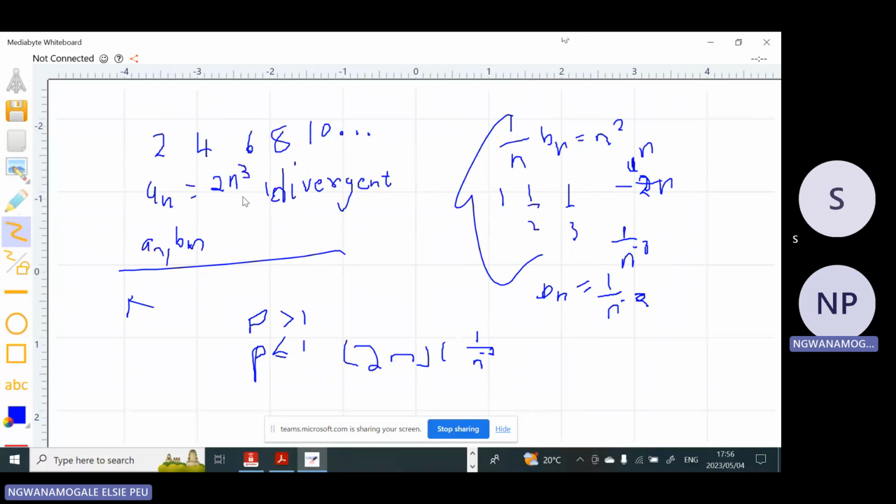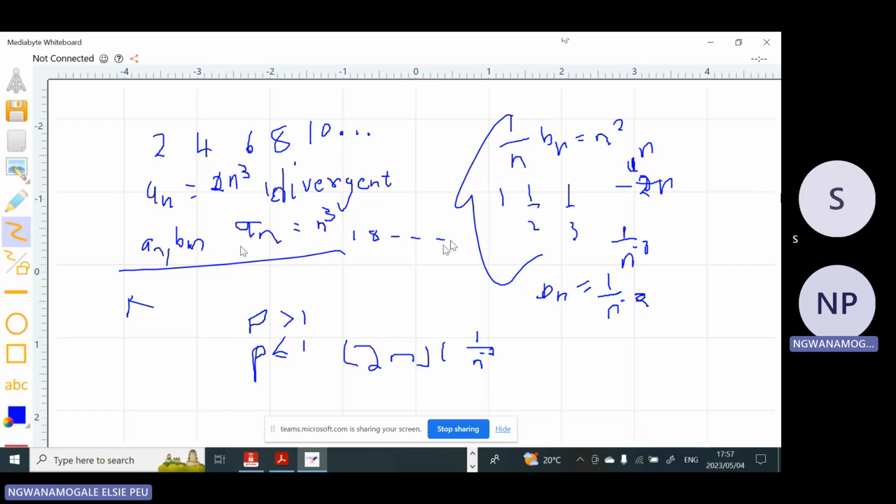Instead of n here, let's eliminate these 2. We write our an equal to n to the power 3. The sequence an equal to n to the power 3 is going to be a divergent sequence, because if we put 1, it's going to be 1, put 2, it's going to be 8. It's going to be an increasing sequence. It will never stop. It's going to be a divergent sequence.